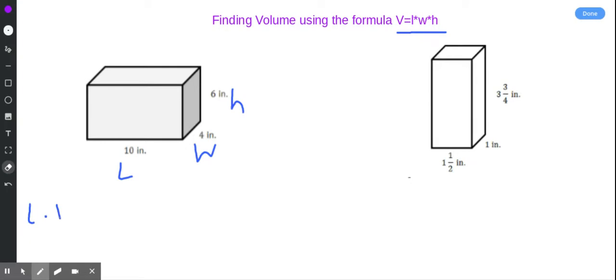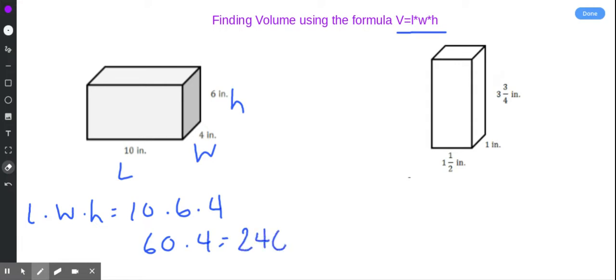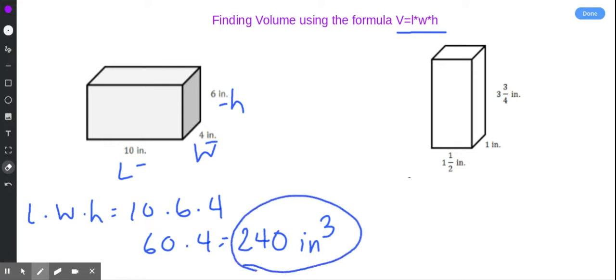But if I were to do it here, length times width times height, 10 times 6 times 4, 10 times 6 is 60, times 4 is 240. Now my unit would be inches, but I would have inches times inches times inches. So that's inches to the third power. So I would actually say that this is 240 cubic inches, or inches cubed.